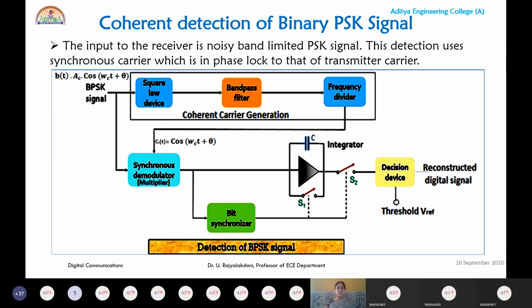The output of the integrator is fed to the decision device. What is the decision device? As I already told you, it compares the output of the integrator with a threshold voltage. It takes the decision as 1 when the integrator output is greater than the threshold, and when the integrator output is less than the threshold, it generates the output as 0.